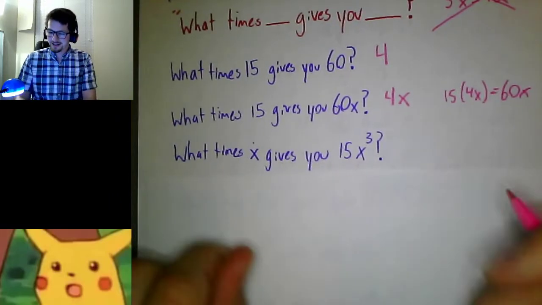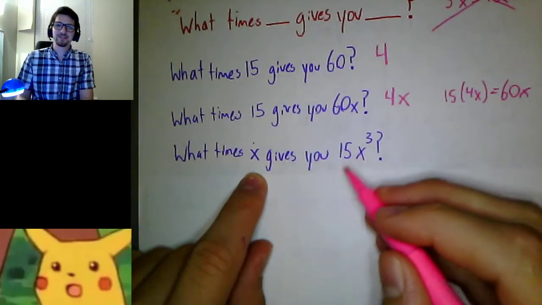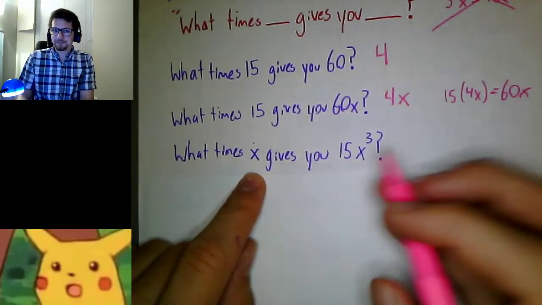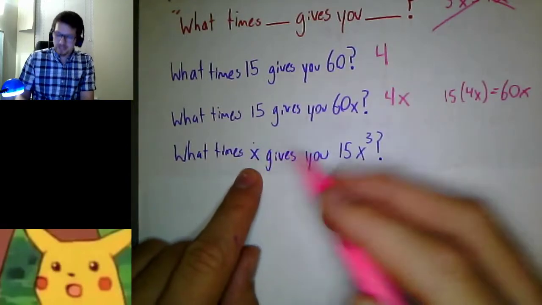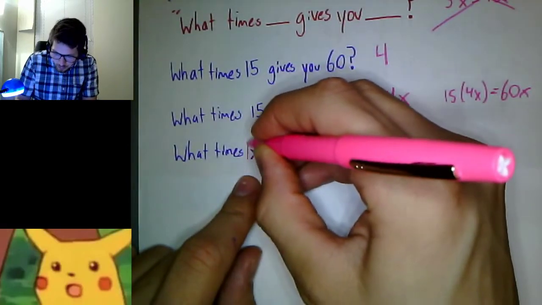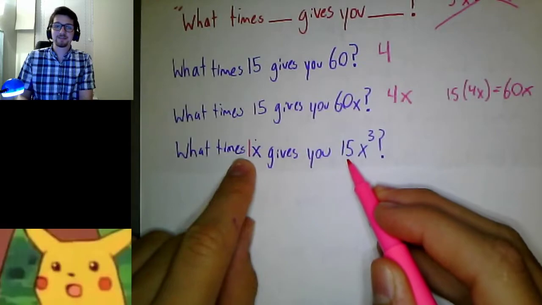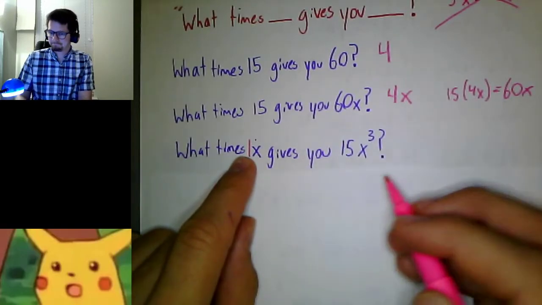Okay. What times x gives you 15x to the third? Now we're getting a little funky. Well, what's the coefficient here? 1. Please write in your coefficient 1. That will help you a lot. 1 times what gives me 15? Well, 15.